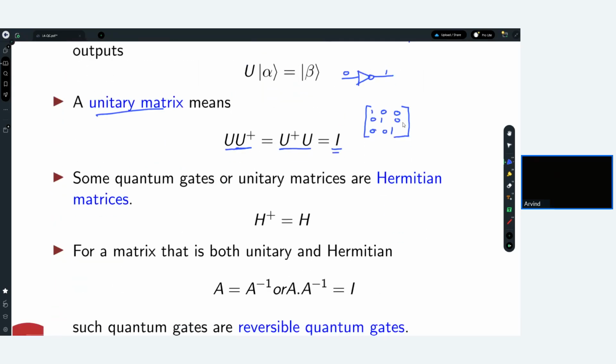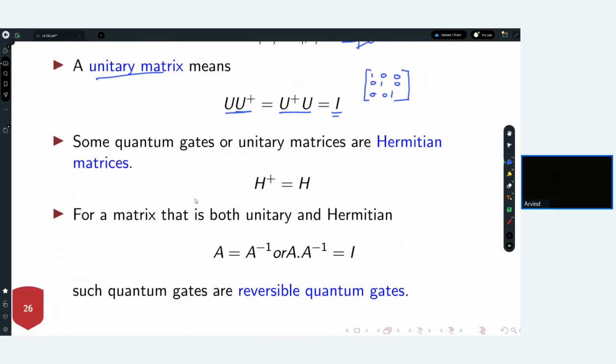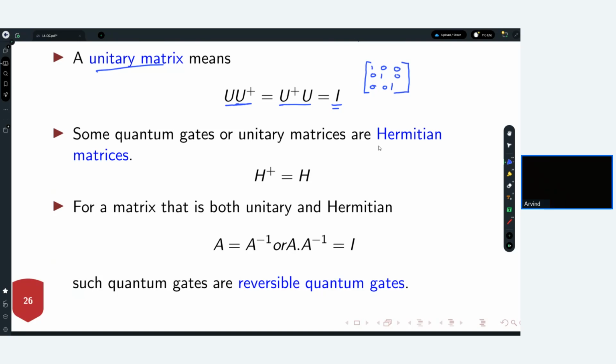Some of the quantum gates, not all, are Hermitian matrices. A Hermitian matrix is a matrix where, if we take the conjugate transpose of the matrix, the result and the matrix are both the same. If the matrix possesses this property, then that type of matrix is called a Hermitian matrix.